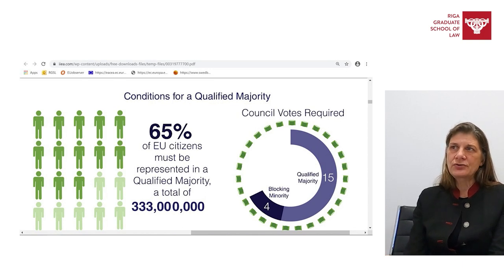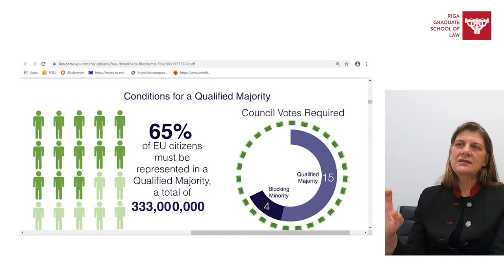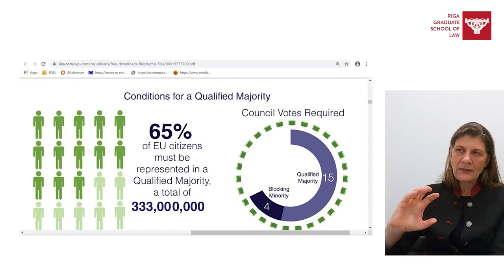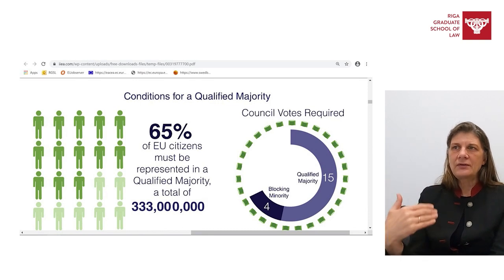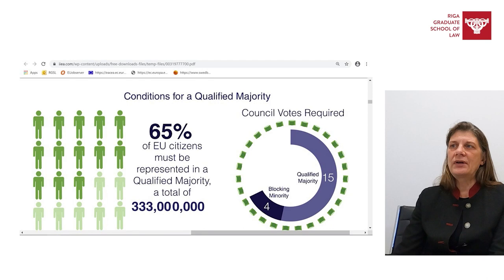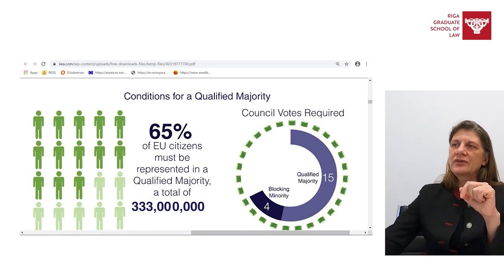So what are the conditions of qualified majority voting? For the Council to positively pass an agreement, you would need 15 member states behind this decision, and also 65% of the population, which corresponds to approximately 330,000 people, because there are about 500,000 inhabitants, European citizens, in Europe. So we see the proportion of countries with the number of citizens in each country, summarize this, and 65% is reached. These conditions have to be met to pass a decision by qualified majority voting.